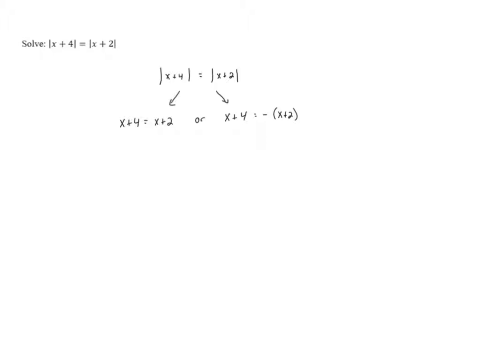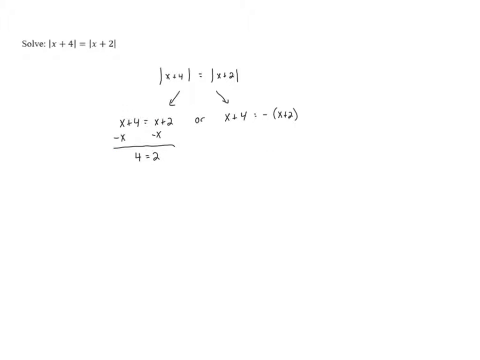In the first one, we need to get rid of one of those variables, so we subtract x on both sides. When we do that, we end up with 4 equals 2. Now we know that 4 does not equal 2, and usually in a situation like this, we would write no solution, but we're not going to write that because there's actually going to be a solution to this second one, so it wouldn't be true to say that there's no solution to the absolute value equation. It's just that this particular part didn't give us a solution.